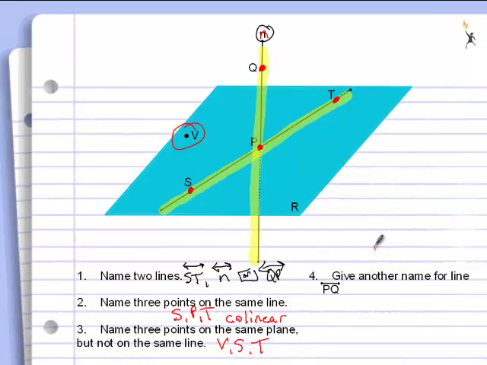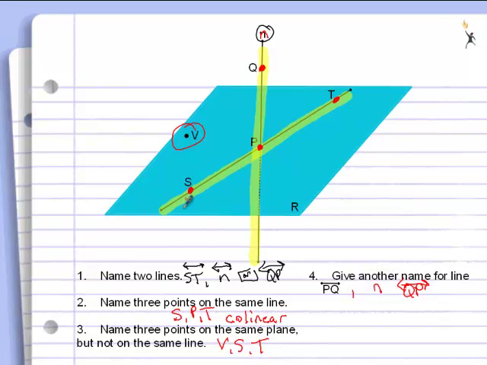And then number 4 says, give another name for line PQ. Well, we already did that. We said line N. You could also name it line QP. Okay. Make sure you understand that. I might label it a line one way. You might label it a different way, but it's still the same line. Make sure you follow that.